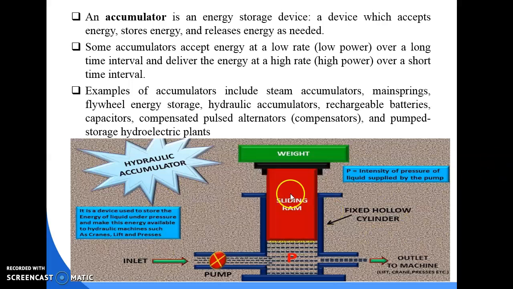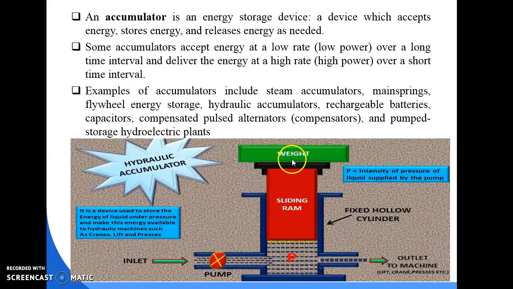As shown in the figure, we have an accumulator where there is a sliding ram. This is the cylinder, there is an inlet, and through that inlet there is a pump. The pump's main action is to provide the high pressurized liquid. That high pressurized liquid will be utilized in moving the ram in the upward direction. Ram means the bigger side of the piston is known as your ram. The ram is reciprocating from top to bottom.